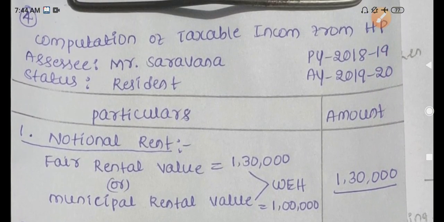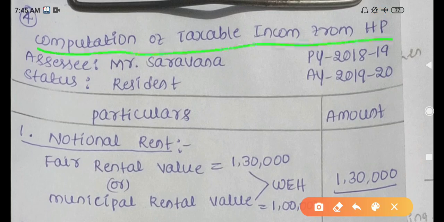First, you have to write the heading as we know. So we need to write the heading like computation of taxable income from house property. This is a heading. And assessee name Mr. Sarvana. His status, residential status of Mr. Sarvana is resident, and the previous year is 2018-19, and assessment year 2019-20. Okay, so this is required information that you have to write before going to the answer.